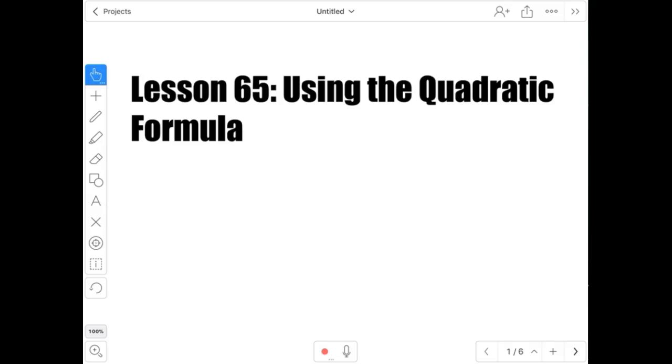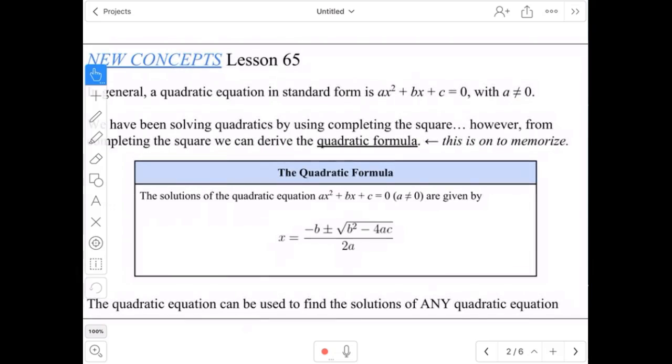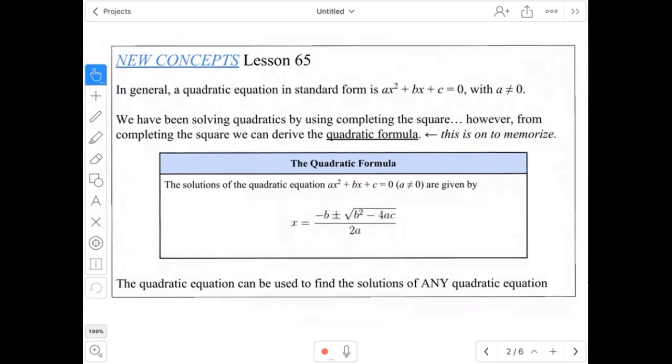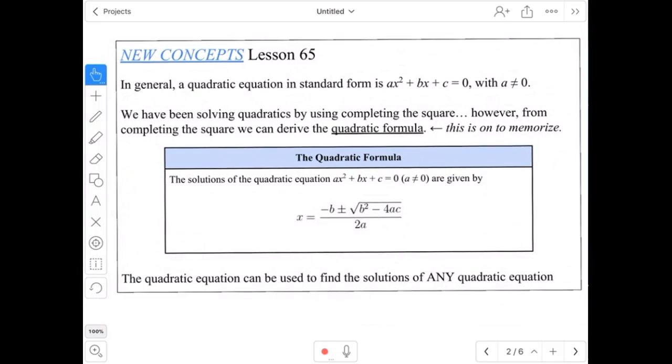All right, let's take a look at using the quadratic formula. To start off, in general, a quadratic equation in standard form is ax squared plus bx plus c equals 0, when a cannot be equal to 0. So if a was equal to 0, that means we would be getting rid of this term right here, and we wouldn't have a quadratic anymore. We would have a linear equation.